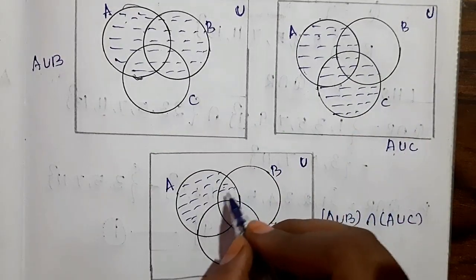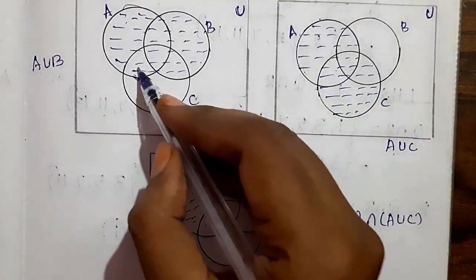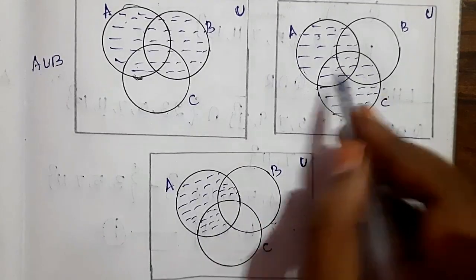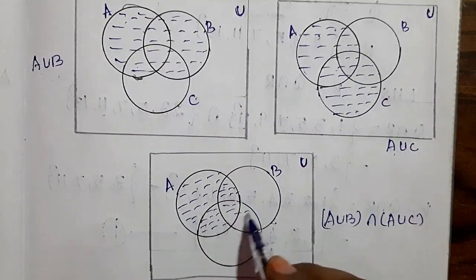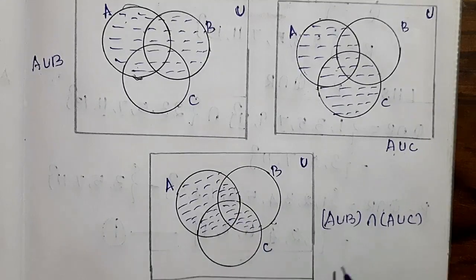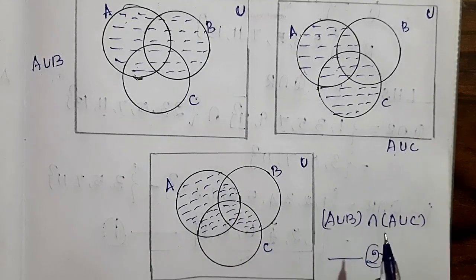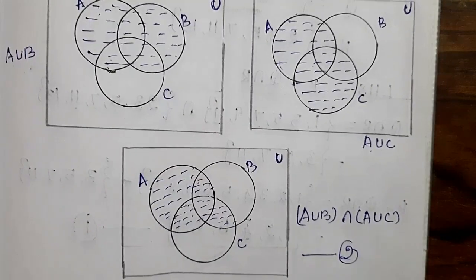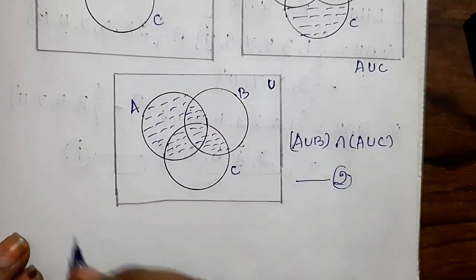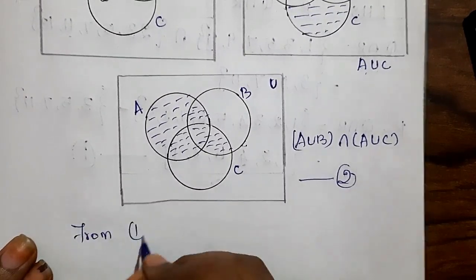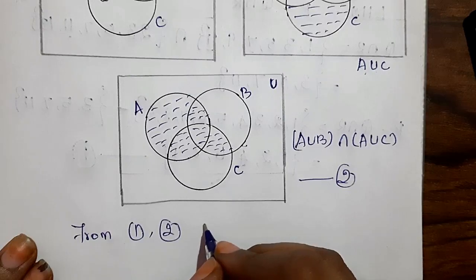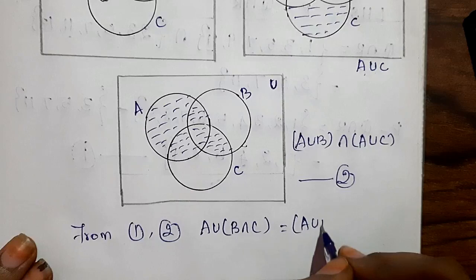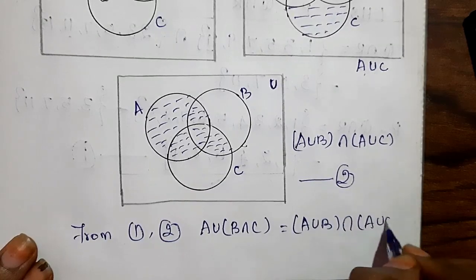This part also common. So take it equation number 2. So consider this 1 and 2. 1 is same as 2. So we can say that from 1 and 2 we proved that A union B intersection C is equal to A union B intersection A union C.